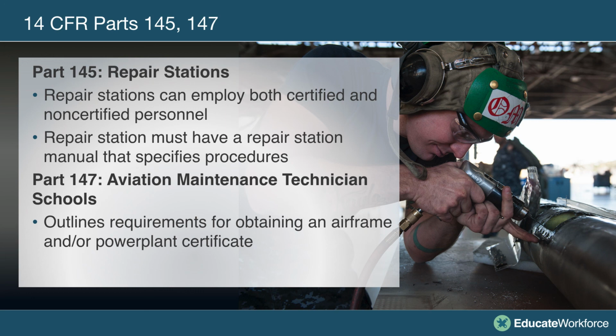Part 147, Aviation Maintenance Technician Schools. This outlines the requirements for obtaining an airframe and powerplant certificate. This regulation is going to get into the hours required for training, the subjects that must be covered, and the skill level that the school must teach to each level.